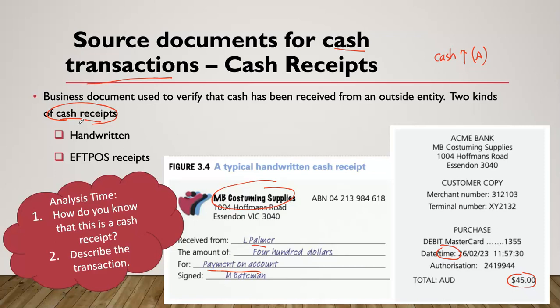So how do you know that this is a cash receipt? Describe the transactions. We've done a little bit of this. Maybe pause the video and see if you can work this out yourself.